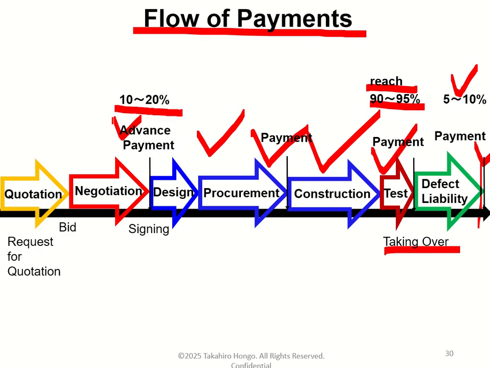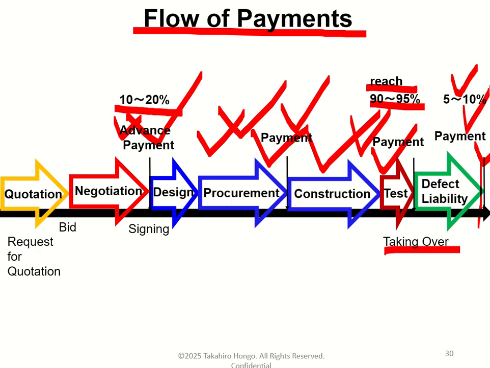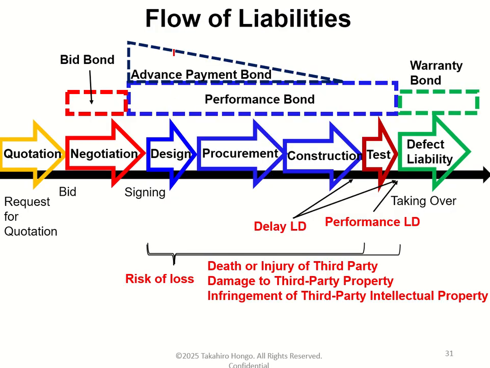So this is very easy. Do you understand it? First, advance payment. Next, interim payments. Last, final payment. The total is 100% of the contract price. This is the flow of payments. Very easy. Lastly, the flow of liabilities.